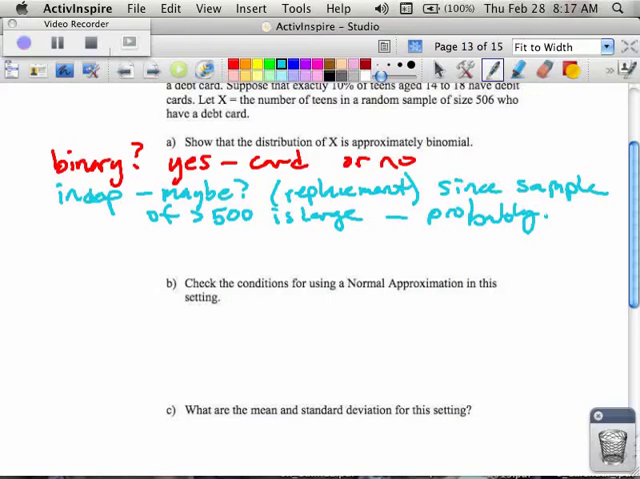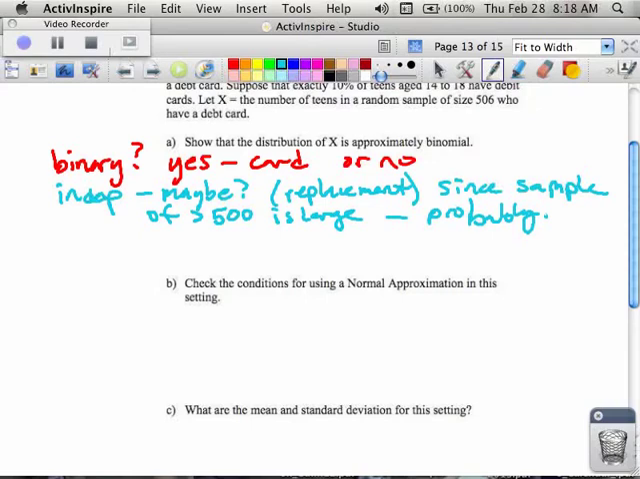Remember that when you're talking about independence, what we're saying is if I pick John as my success because he has a debit card, and I don't put him back because I don't want to pick him again, then the next person I pick, like Laura, has a different probability. Instead of being 1 out of 506, it's 1 out of 505. But since the sample size of 506 is so huge, the likelihood that that probability is going to greatly affect my outcome is not very likely.